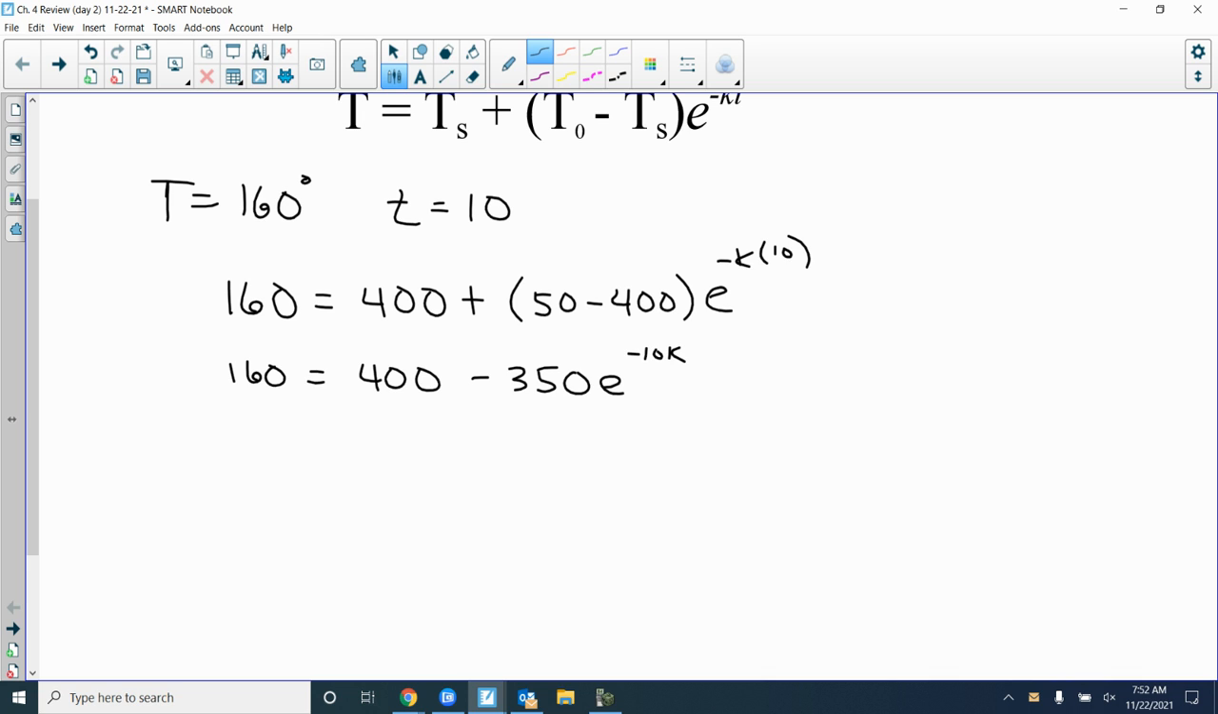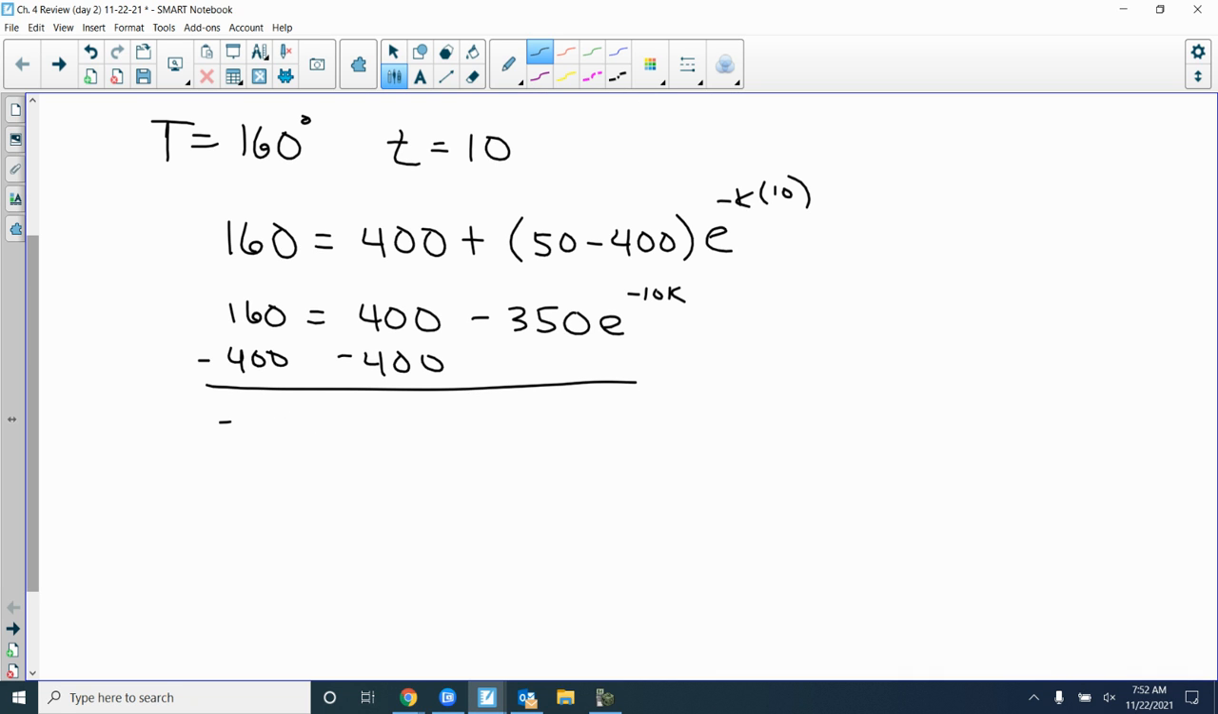All right, you got to watch. I said this before. You cannot take 400 minus 350 because 350 is attached to the e to the power. So you got to move the 400 by subtracting. So we'll subtract 400. And let's go negative 240 equals negative 350 e to the negative 10k.